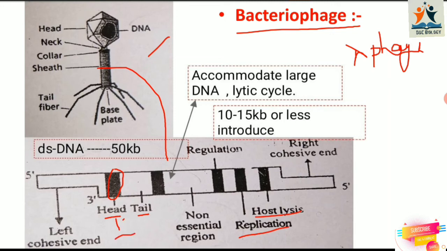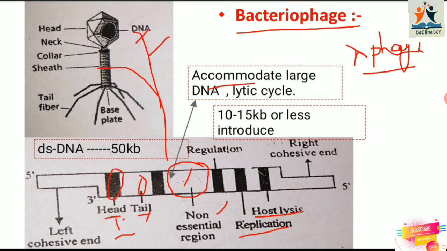Similarly, the tail region also contains the tail gene, which produces a specific protein, and that protein is converted into the tail. And this is a non-essential region. I mean, it does not have any role, it is just there as junk DNA. So here we can insert our desired gene in a non-essential region of the DNA of lambda phage.